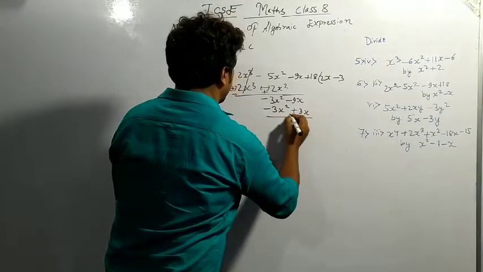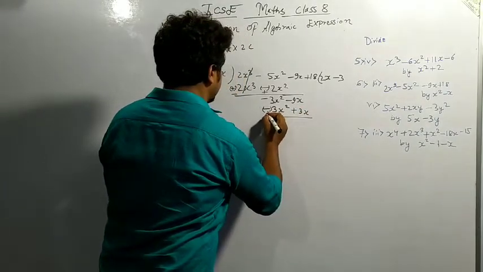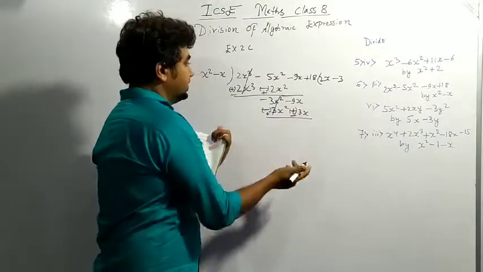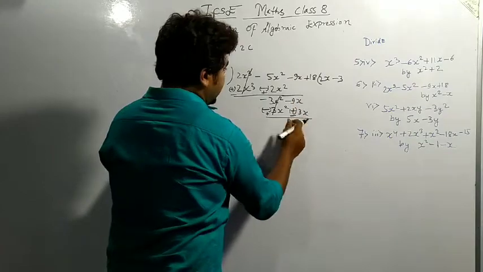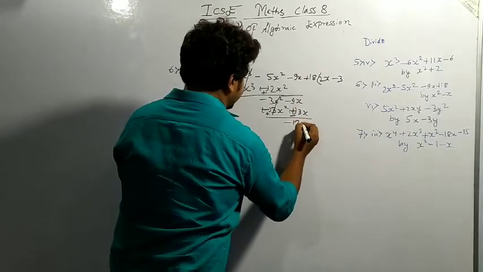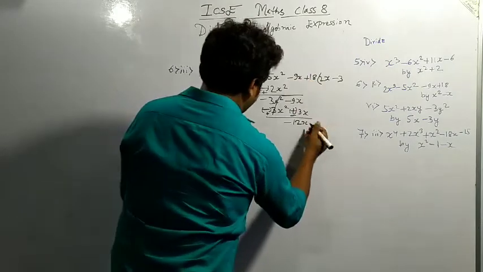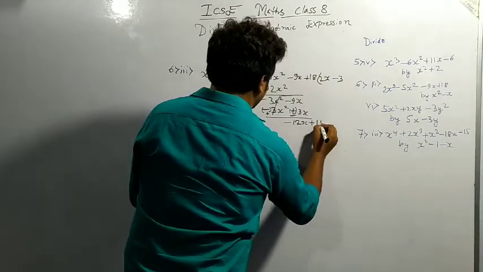So this term is getting cancelled, this plus is becoming minus. So we are getting minus 9x minus 3x, which is minus 12x. And what are we getting from here? Minus 12x and plus 18.